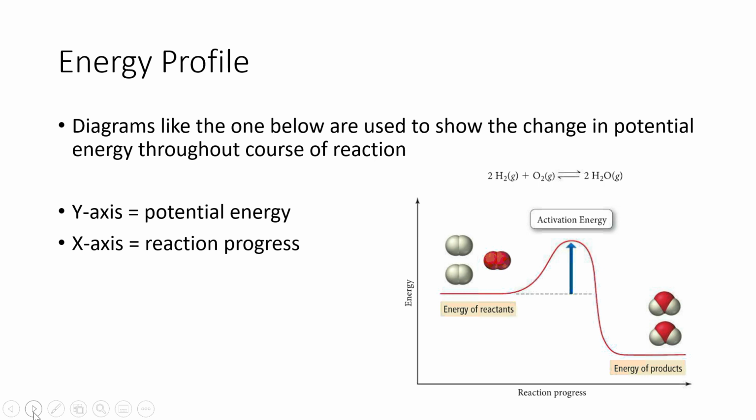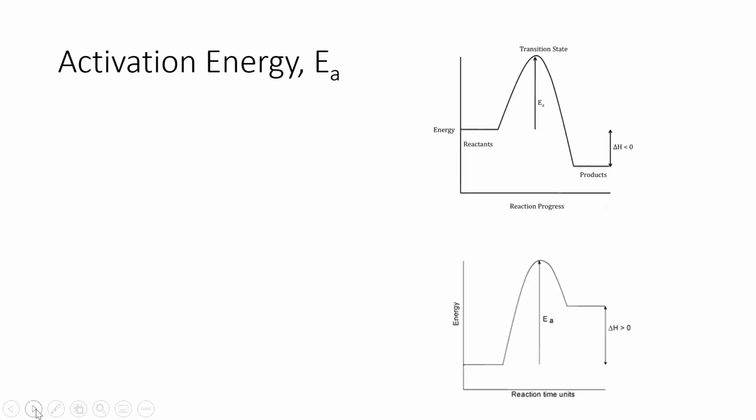So we're going to take a look at these things called energy profiles, and these are diagrams that are used to show the change in energy throughout the course of a reaction. So your y-axis represents your potential energy, your x-axis represents your reaction progress. So you're just showing what happens during a reaction as you go from reactants to products. So notice this over here is the reactants on the left, products are on the right. We typically go from left to right here in our progress.